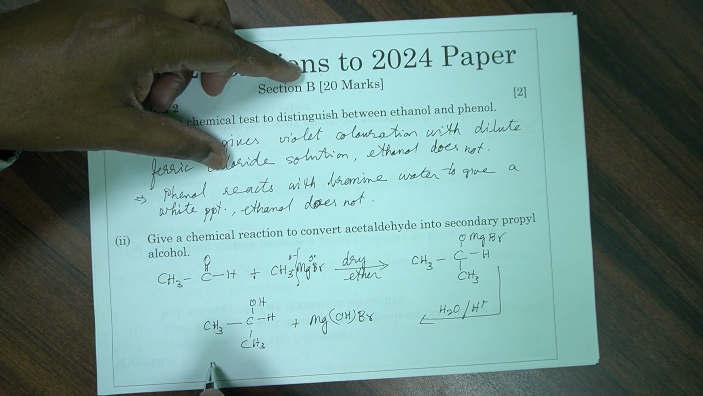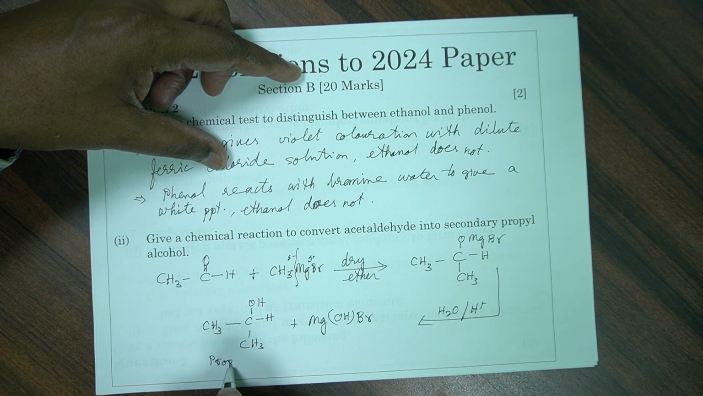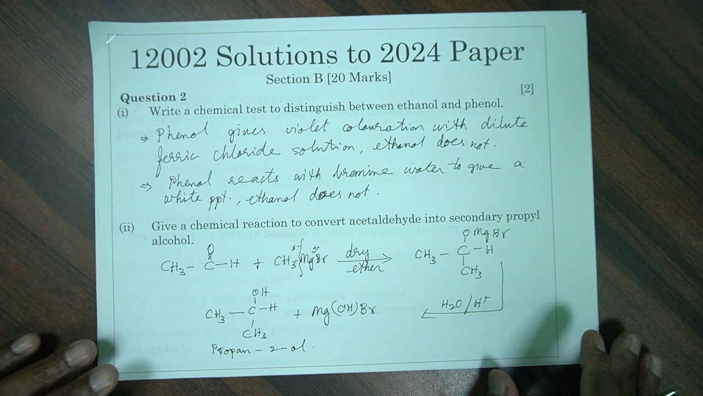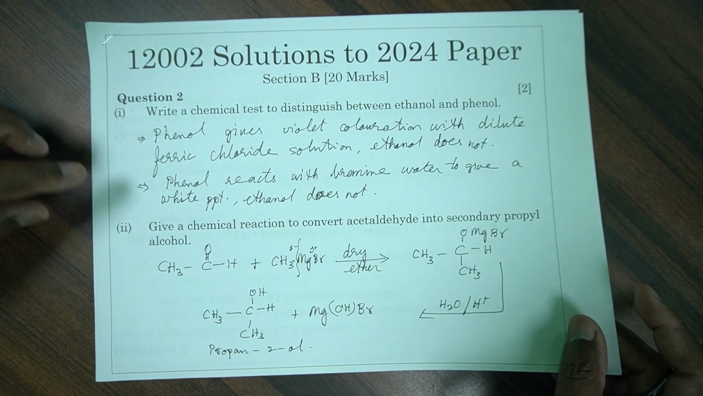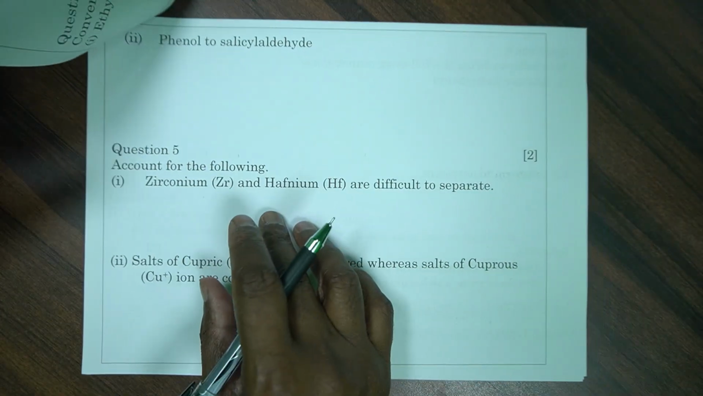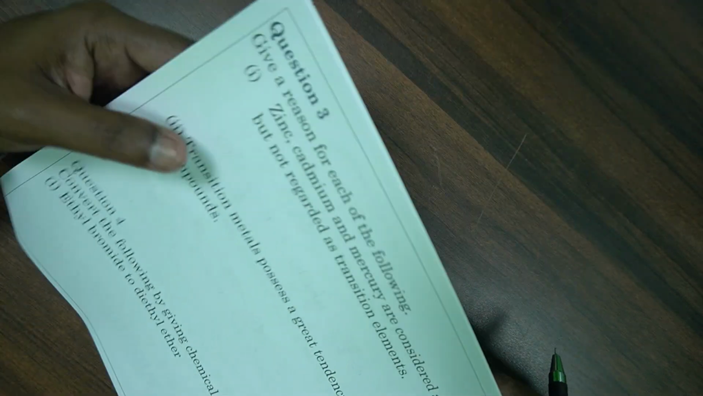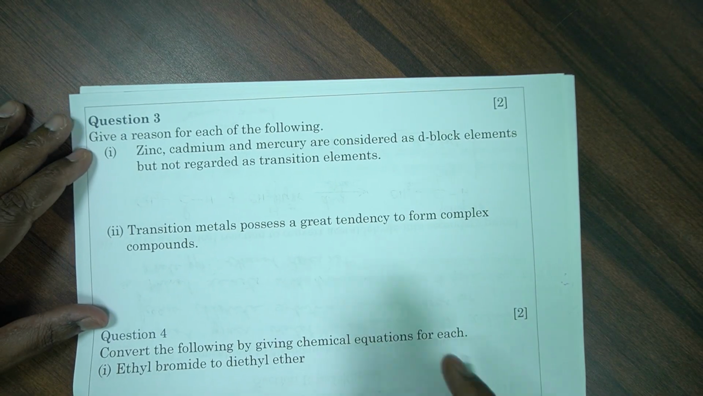Okay, so we have converted it into secondary propyl alcohol, or otherwise called propan-2-ol, that is isopropyl alcohol. That is question number 2 now complete. We will go to the next one, that is question number 3.